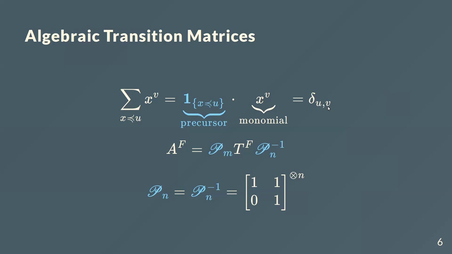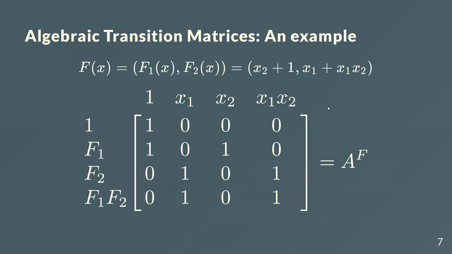This results in the algebraic transition matrix, and it can be easily computed because the change of basis transformation has a really simple structure, which is just the tensor product of this upper triangle matrix. Now, what does such an algebraic transition matrix look like? Well, I have an example here for you.